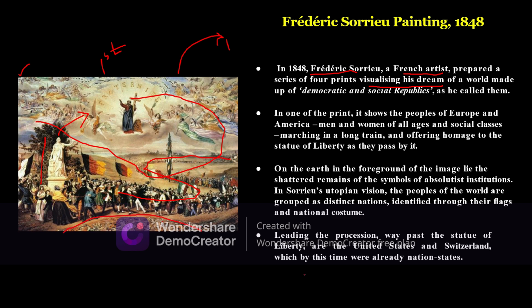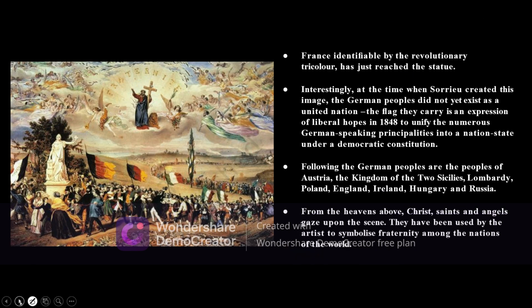Leading the procession, way past the Statue of Liberty, are the United States and Switzerland, which by this time were already nation states. So here we can see the flag of Switzerland. So they say that the United States and Switzerland have already passed that statue. France, identifiable by the revolutionary tricolor, has just reached the statue. So we can see the people from France, they have just reached near this statue.